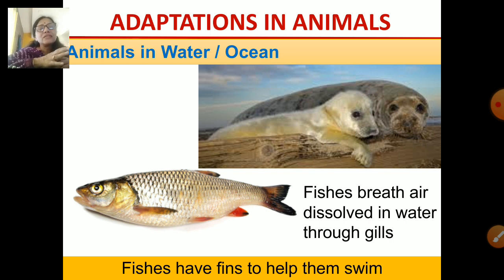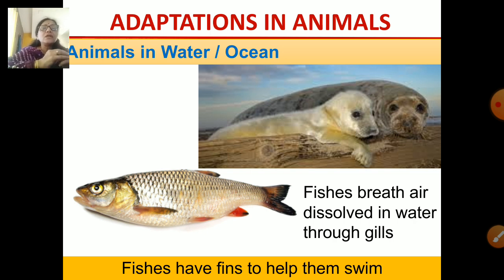You can see aquatic animals. Fish is very common. Fish live in the water. And what are the adaptations to live in the water? First of all, they have got a streamlined body, meaning a straight body, with which they are able to swim in the water. Right, children? Another is they have got gills through which they breathe.